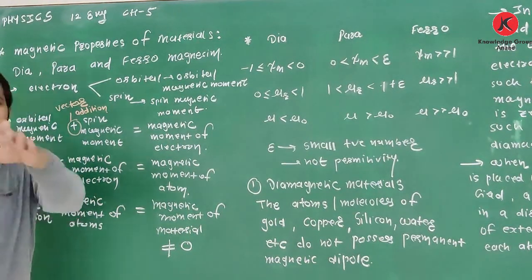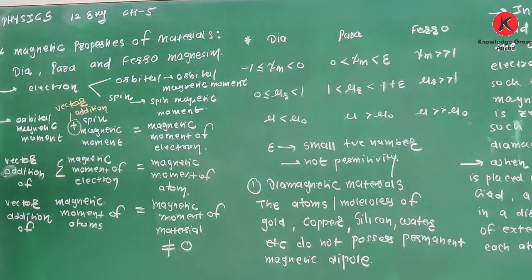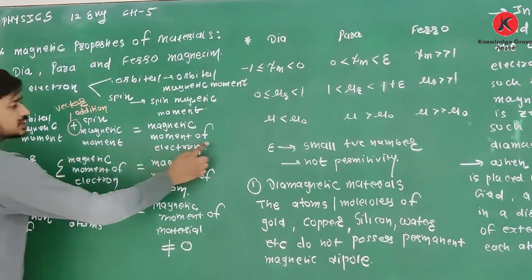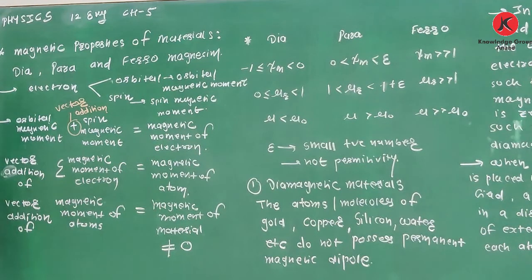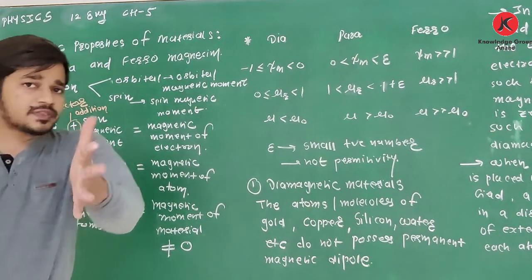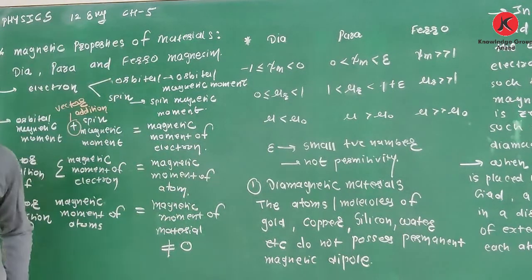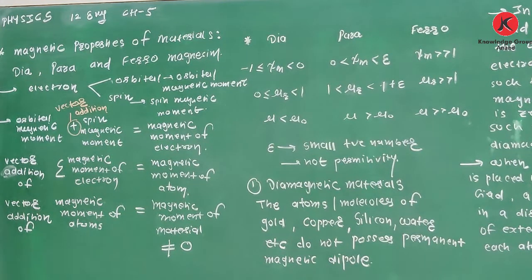Clear about this? Yes, at any stage, if the motion of the electron is such that the orbital magnetic moment and the spin magnetic moment add up to zero, the magnetic moment of the electron is zero. Then obviously, the vector addition of the magnetic moments of the electrons, that is the magnetic moment of the atom, is zero. Then the total magnetic moment will be zero, and that object is not said to be magnetized.